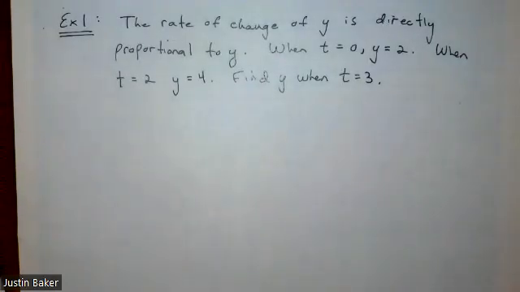So it says the rate of change of y is directly proportional to y. When t equals 0, y equals 2. When t equals 2, y equals 4. Find y when t equals 3. So these are literally just the calculus version of an old algebra 2 problem you used to do. In algebra 2, we used to do direct variation. This is just the calculus spin on an older problem from a couple of years ago.